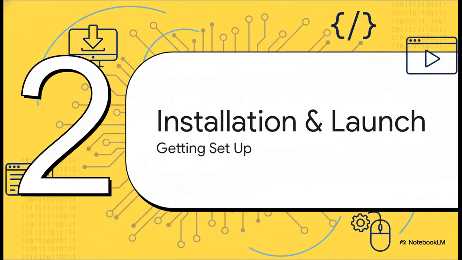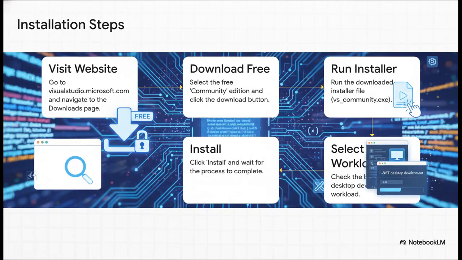Okay, enough theory. It's time to get our hands dirty. Let's walk through getting Visual Studio installed on your computer. First things first, head over to the official Visual Studio website. You're going to look for the Community Edition. Don't worry, it's completely free for individuals and it is incredibly powerful. Once you download and run that installer, you'll see a screen that asks about workloads. Now this part is really important. For what we're doing today, find the one called .NET Desktop Development and check that box. That gives us all the tools we need. After that, just hit install, maybe grab a coffee, and let it do its thing.